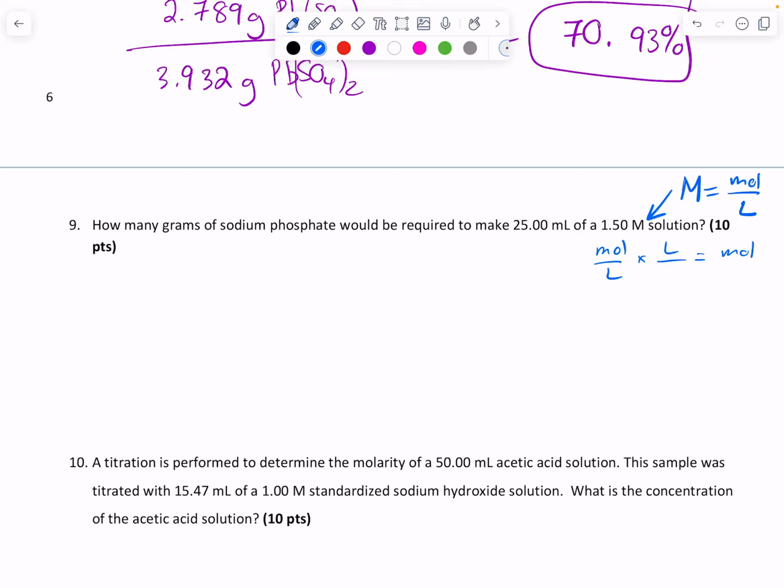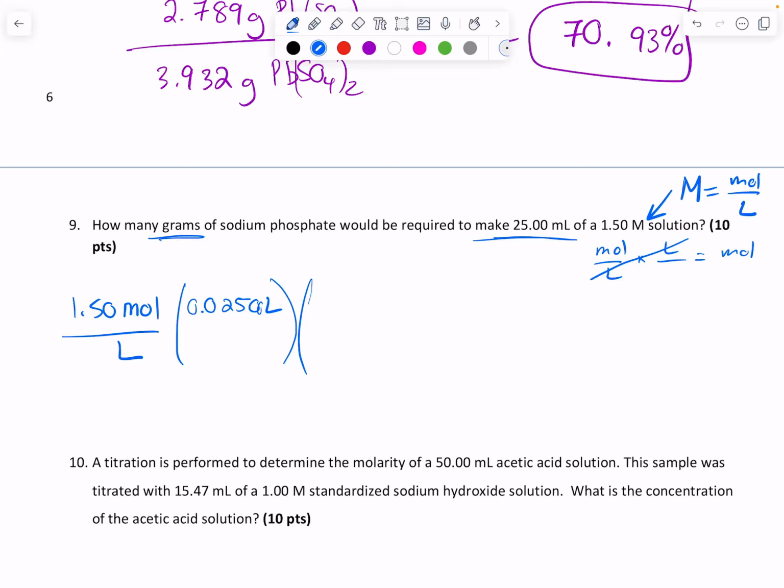So what we can do is take our molarity, which is 1.50 molar, the same thing as moles per liter, and multiply by our volume. But notice, in order for these to cancel, they both have to be in liters. So I need to convert 25 milliliters to liters. You all should know by now that that's 0.0250 liters. Okay?